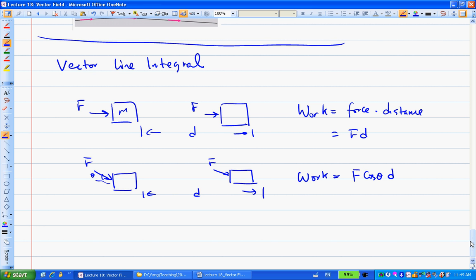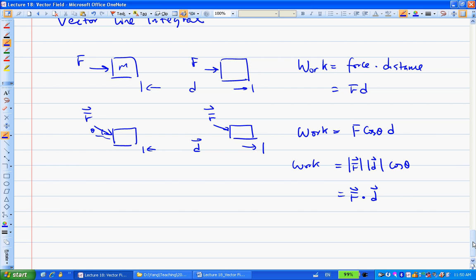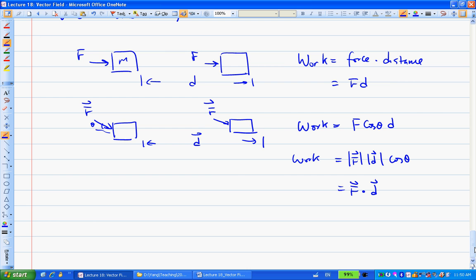Let's say I use the vector concept here. I'm not going to use this Fd now, so what should I use? It's the magnitude of F, the magnitude of d, cosine theta. And what's this? The dot product. So this is F dot d. That's very simple: you move this much with this direction, and you get that amount of work. So now let's think about a more sophisticated case.